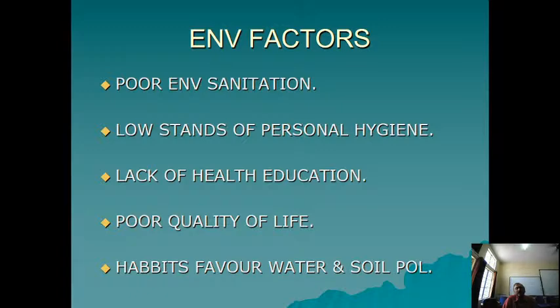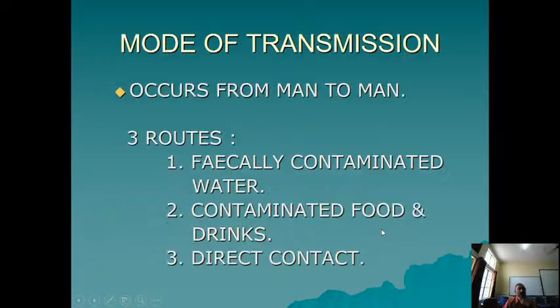Environmental factors: poor environmental sanitation, personal hygiene, as I mentioned. Lack of health education, very important, because if a person is not aware how the disease is transmitted, it is very likely that he will go into conditions which have poor sanitation, you will not take water from good sources and then get the disease. Poor quality of life, habits favor water and soil pollution, then you get more. Mode of transmission: either fecally contaminated water, contaminated food and drinks, or direct contact.